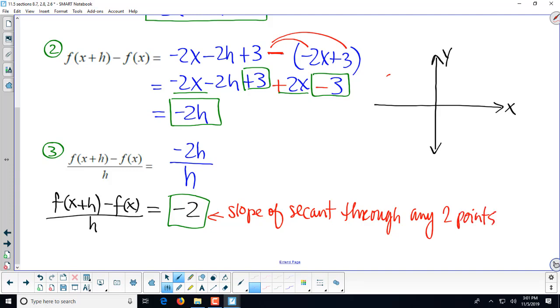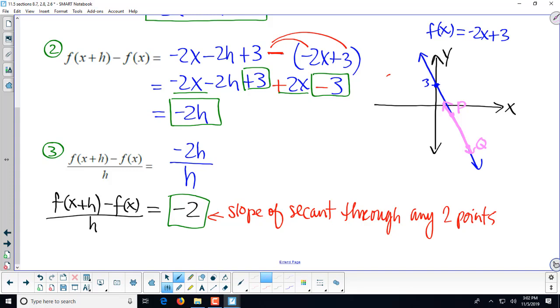Through any 2 points. So think about this original function. f of x is -2x plus 3, right? Okay, it's a line, graph it. Y-intercept is 3. It's got a slope of -2, here it is. So if I choose any 2 points on that line, here's P, here's Q, draw the line that goes through those 2 points, which happens to be the same line, isn't it?